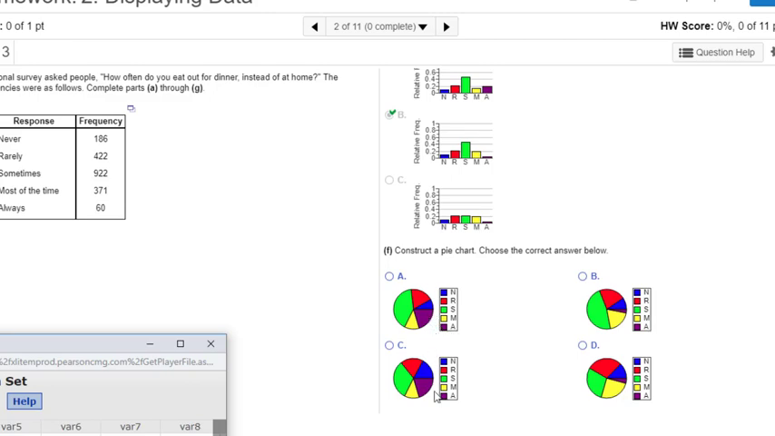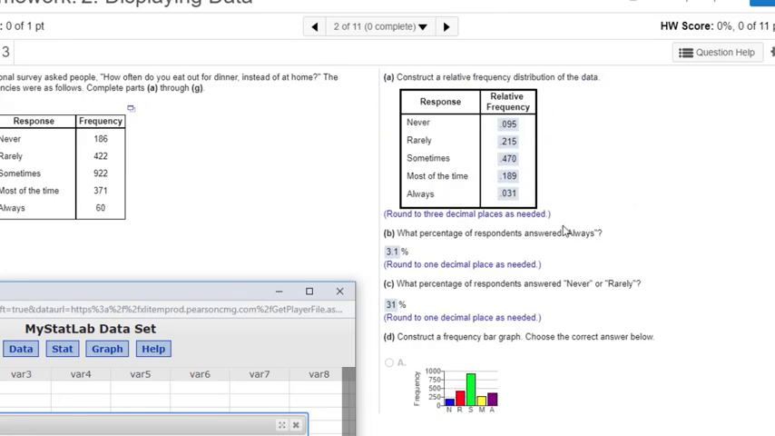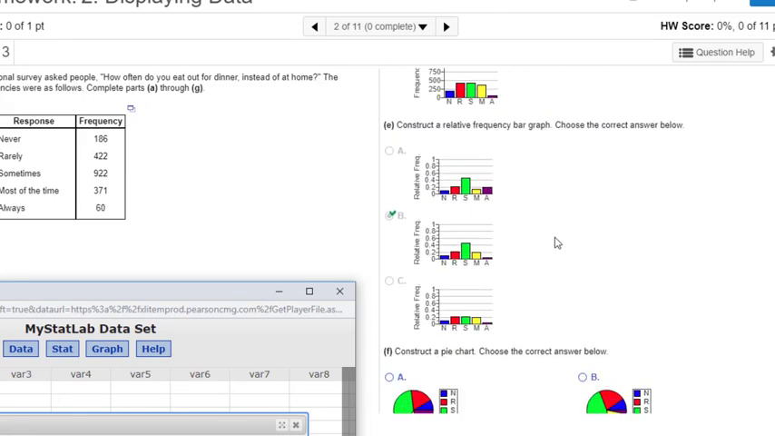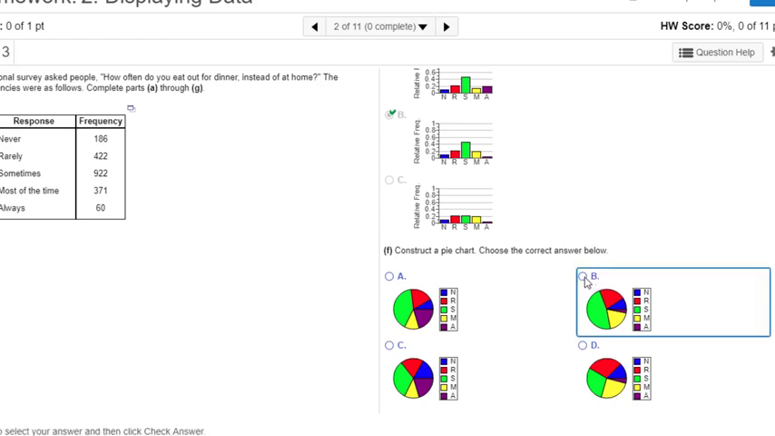So we know it cannot be these two right here, because always is bigger than some of the other categories. So flip over here. And if we look at how we graph that, sometimes is almost half, and we can see that from the relative frequency. If I look up here, it's 0.470. So the green here, the one that's almost half, is B. I'll be honest, if I'm doing this one, I'm probably not going to use StatCrunch. I'll just look at a couple of distinctive features of the differences and narrow it down.